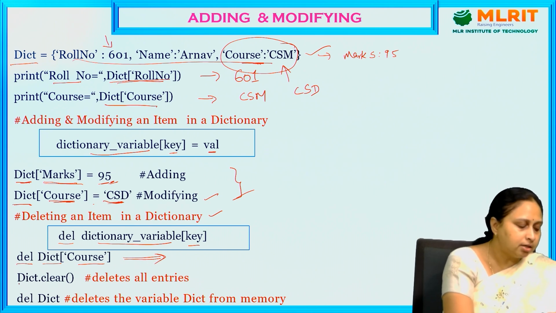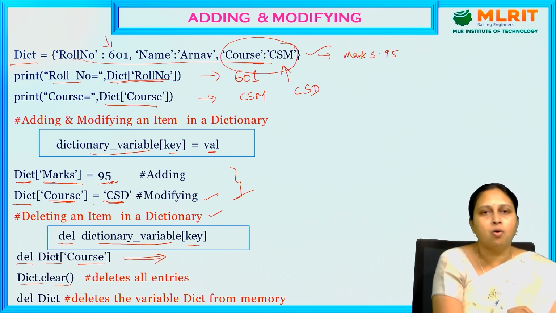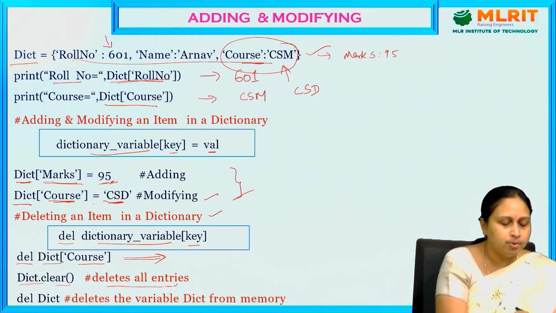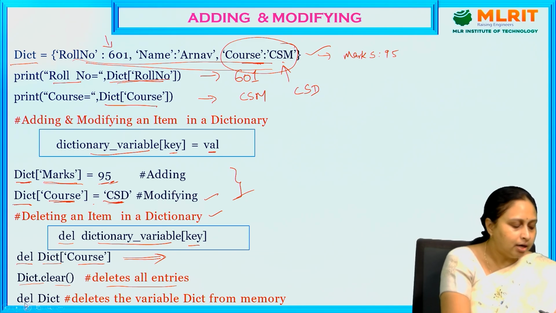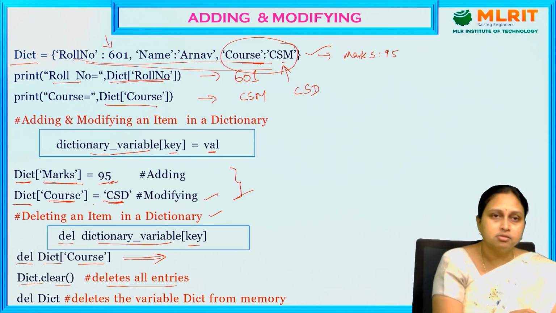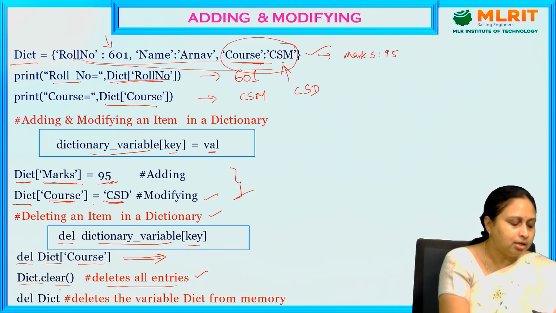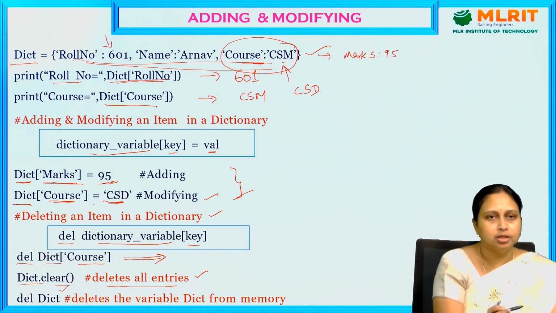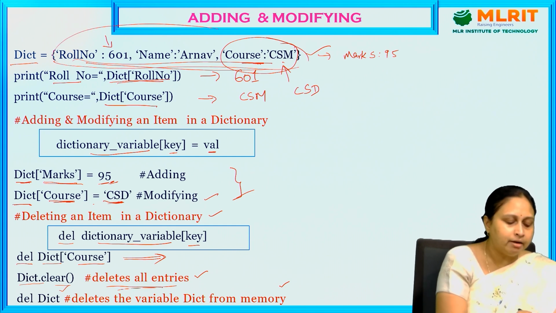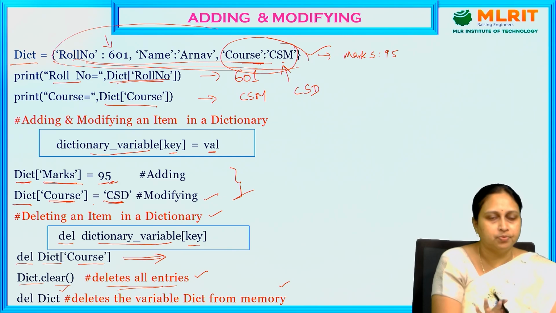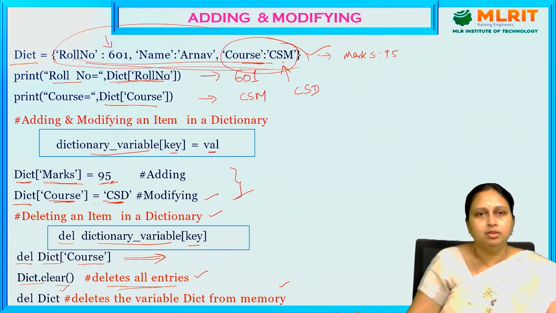And the other one is DICT.clear. It will clear all the entries. Whatever entries you have given in the dictionary, all of these will be deleted. And del dictionary. Here you are finding two things. One is clear and another one is del dictionary. Del dictionary means deleting the variable assigned to the dictionary from memory. All of these will be deleted. Clear means the entries you have given will be deleted, right? This is the difference you will find between del and clear.